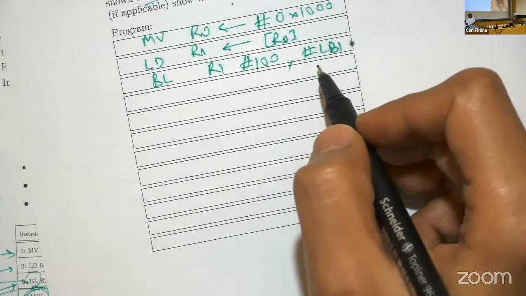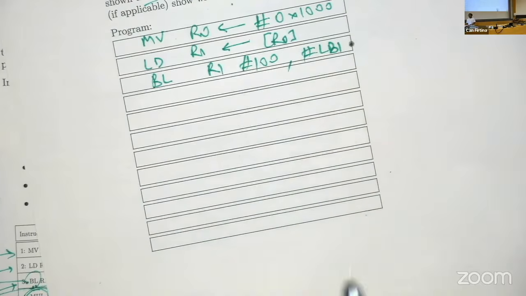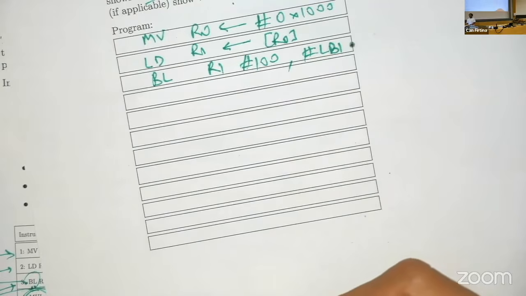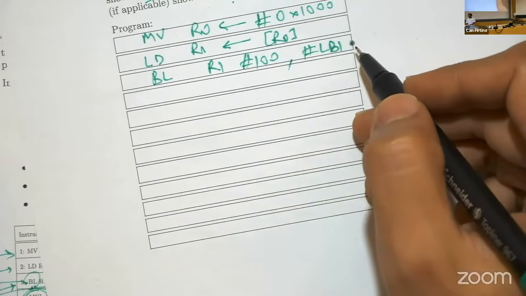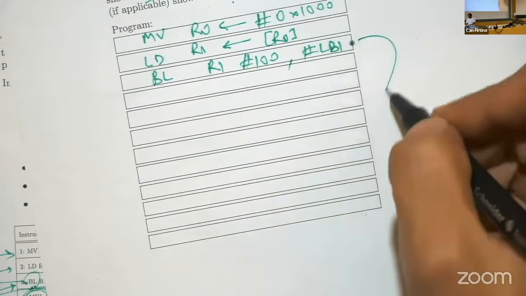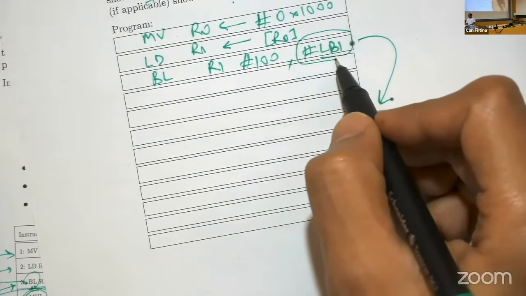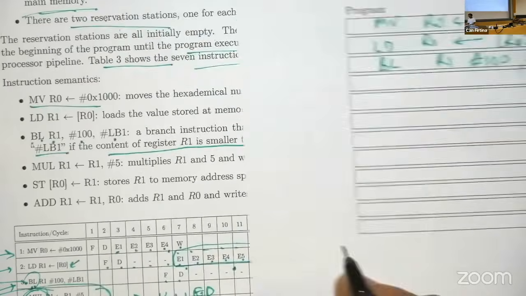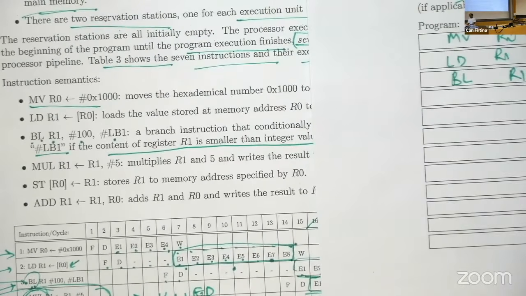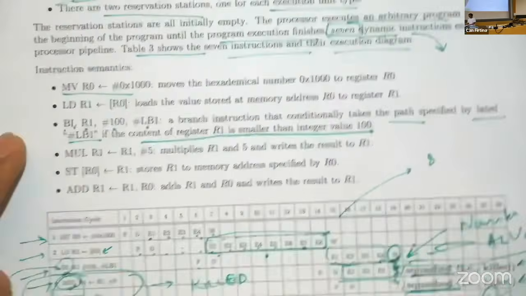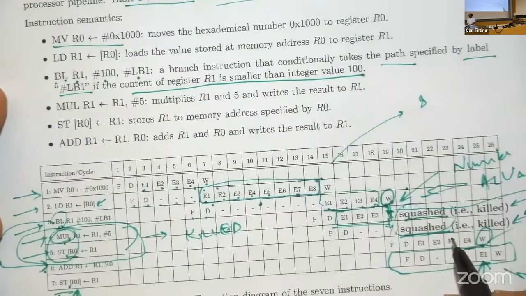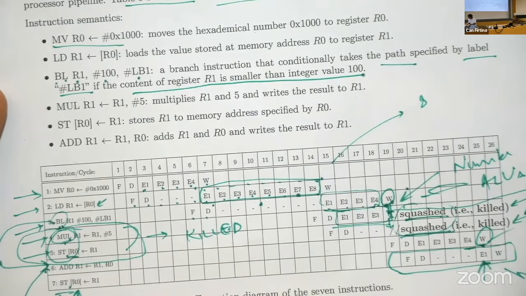Since we know that the path we took in the execution diagram was incorrect, that means at the end of the evaluation of the branch, we had to jump to LB1. That means this LB1 label is where the program execution started after we squashed the instructions. Remember that we squashed these two instructions, and after that, this was the first instruction that executed to completion. This is most likely where the label LB1 exists.